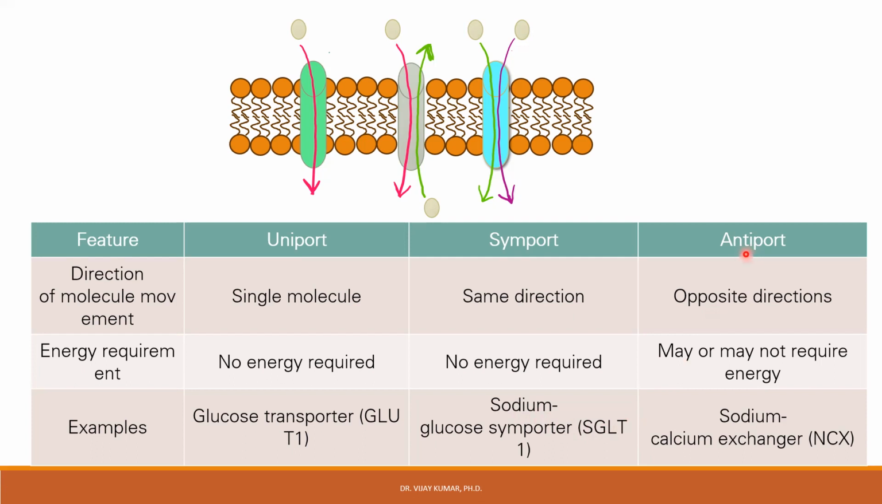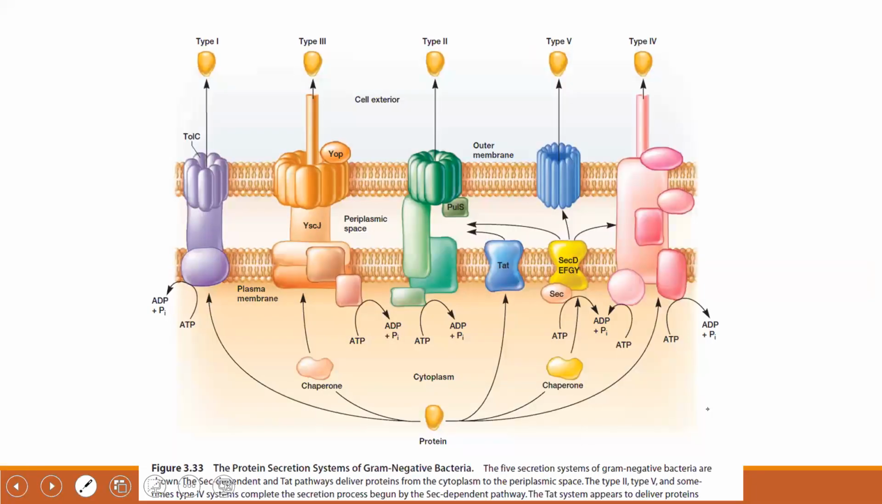Then we have the third, antiport, where two molecules move through the same transporter in opposite directions. It may or may not require energy. An example is the sodium calcium exchanger, NCX. So try to find out more examples of such transporters so that you can answer the questions. Okay, this is beyond these transporter systems.